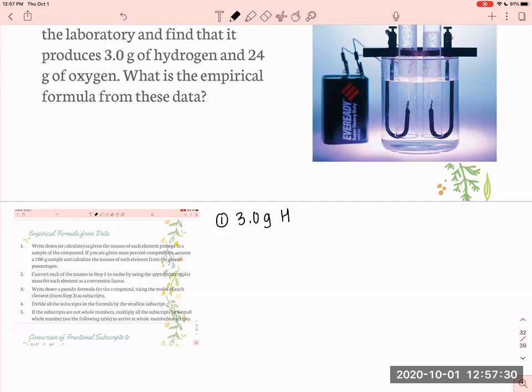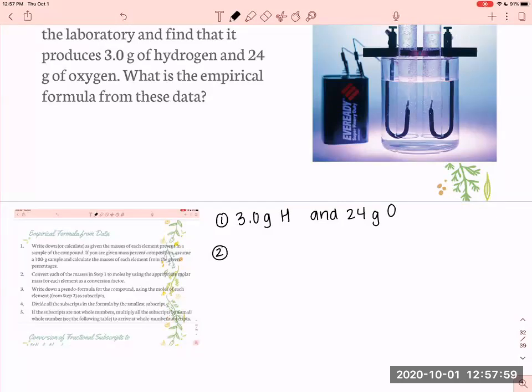I'm not going to say H2. I know it is H2, but we're talking simply about the element, not the molecule. We're just breaking it into elemental pieces here. And 24 grams of oxygen, just O. I know that may seem a little weird to you if you're good on your diatomics, but that's how we're going to break it down, just elementally here, not molecularly.